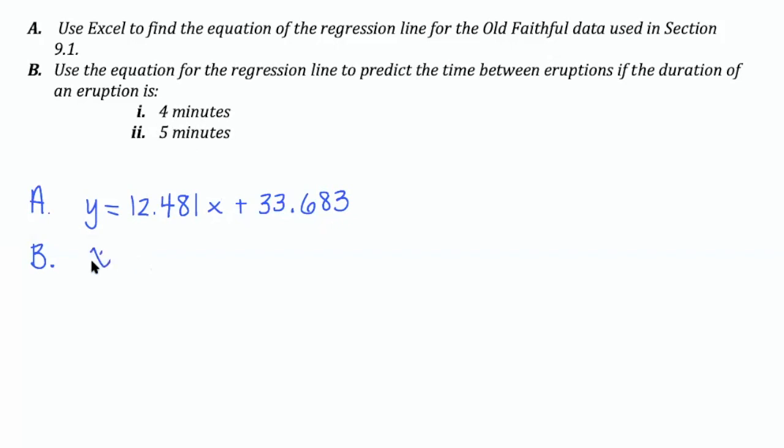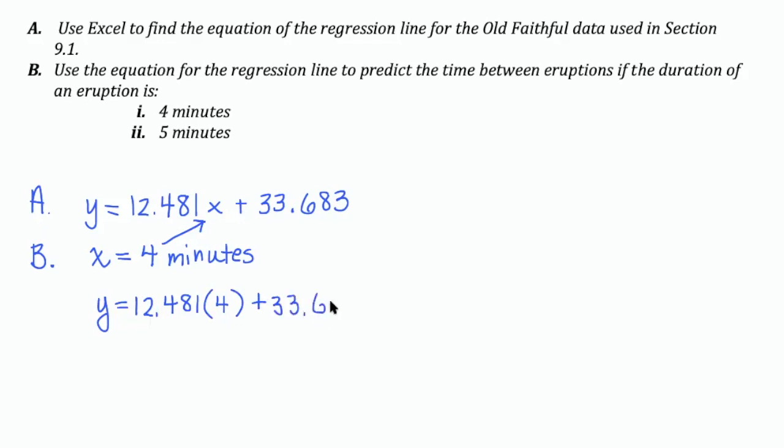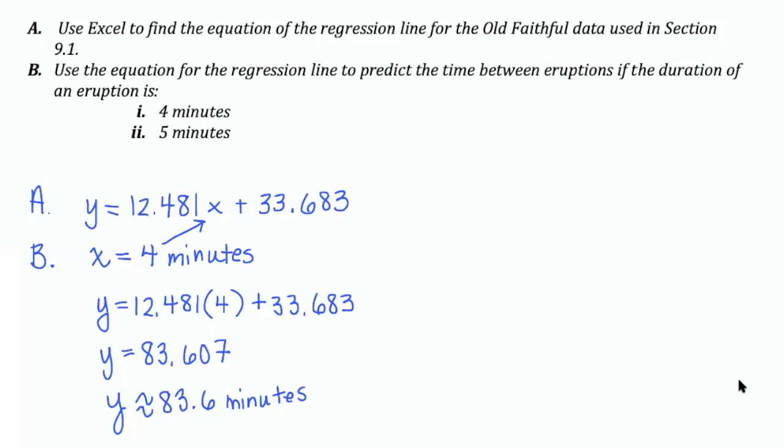So that 4 minutes represents the explanatory variable, which is the x. And since I have an equation, I can now substitute that x into that equation. So we're going to have y equals 12.481 times 4 plus 33.683. Now you pick up a calculator and get a value. The value turns out to be 83.607.